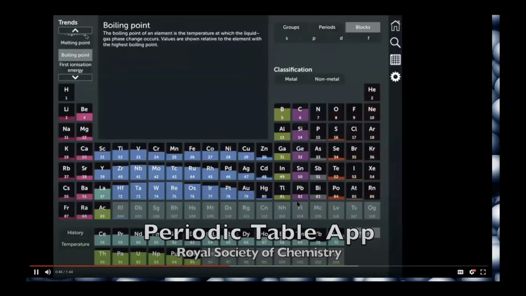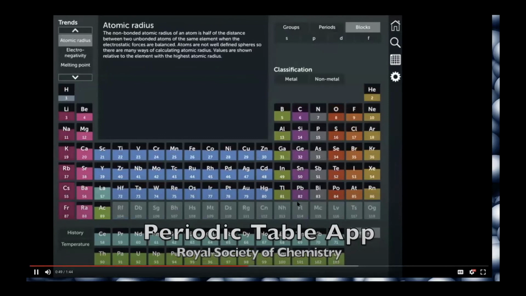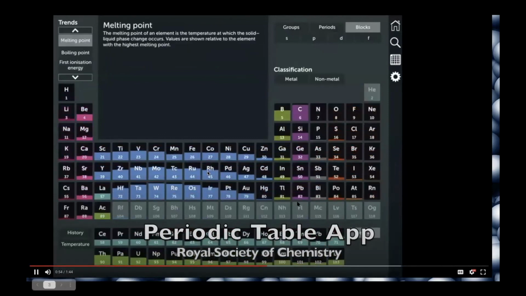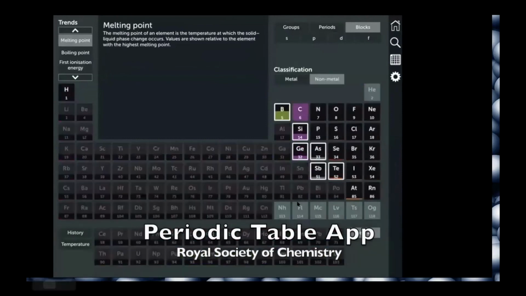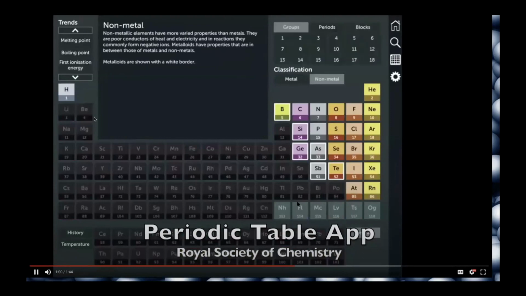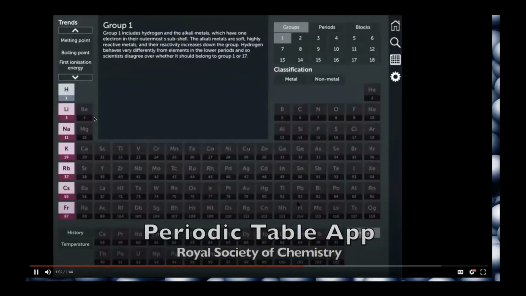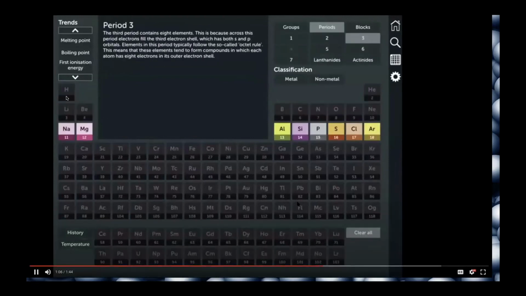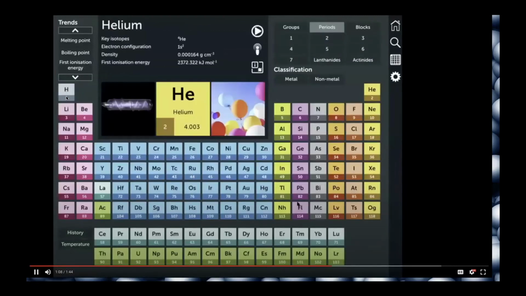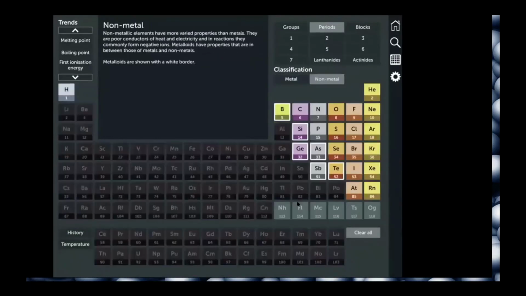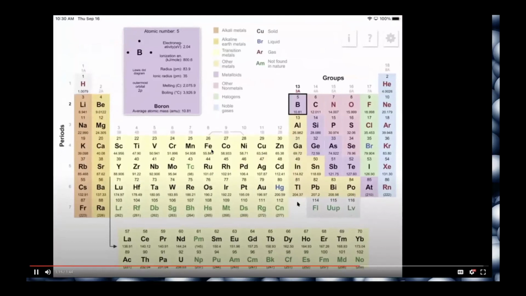But here's some of those trends: boiling point trends, melting point trends, the electronegativity that we talked about, the density, ionization energy. I got to work on saying that word. But it shows all those other trends within the periodic table. So I do recommend that app from the Royal Society of Chemistry. You can also look at the different groups, the different periods, and the classifications, whether it's a metal or a non-metal.